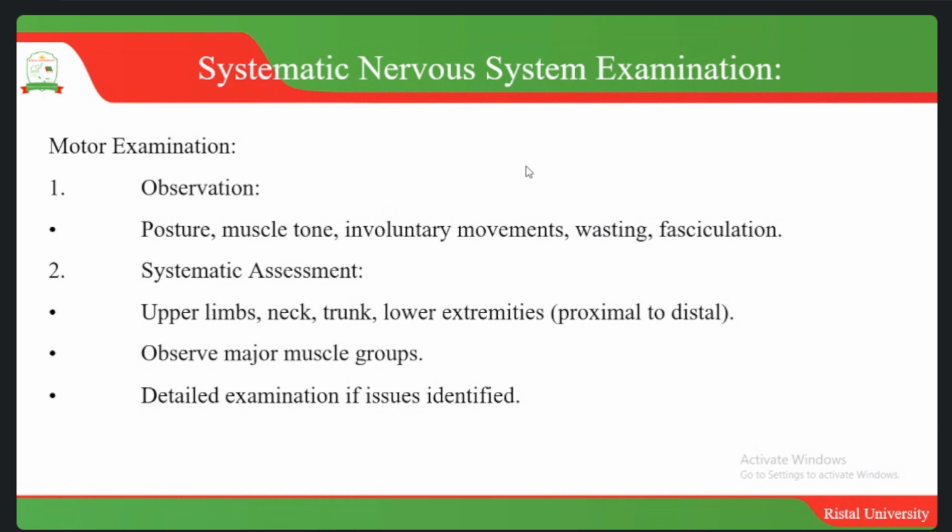The other one is systematic assessment. So on the systematic assessment, you have to look at the upper limbs, look at the neck, the trunk, the lower extremities, and then the proximal to distal. So you start from the nearest to the farthest. So you have to examine something closer to the one that is further from you. So that is how we are going to look at this, and then see what could be happening in the lower limbs, in the upper limbs, what could be happening around the neck, the trunk, and the lower extremities.